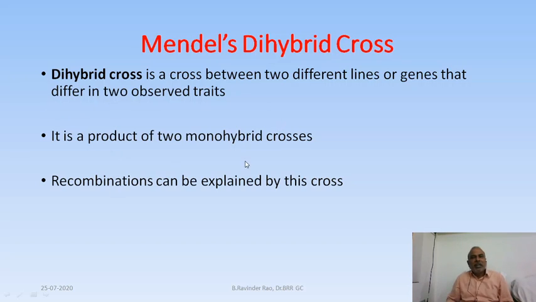Mendel explained the recombinations. What is the reason for the recombination? Actually, in meiosis, the chromosomes are broken into pieces, and a piece of the mother chromosome attaches to the father chromosome and vice versa. Because of that, recombinations occur, and Mendel explained here the law of independent assortment, which is proved correct by the recombinations.